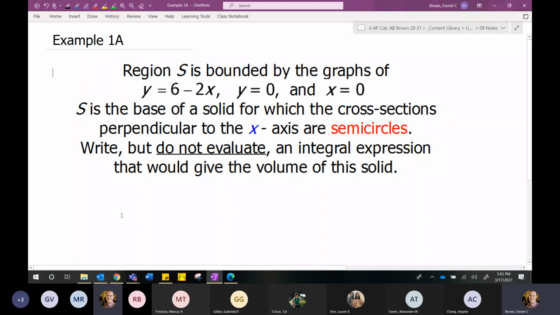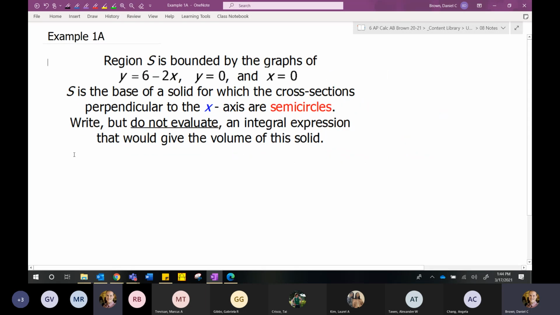So here is how the first one we're going to look at will kind of be worded. I have region S bounded by the graphs of y equals 6 minus 2x, y equals 0, and x equals 0 as well. First step, similar to area, you want to have some idea what this region looks like. The y equals 0 and x equals 0 are just the x and y axes. Y equals 6 minus 2x is just a line with a slope of -2 and a y-intercept of 6.